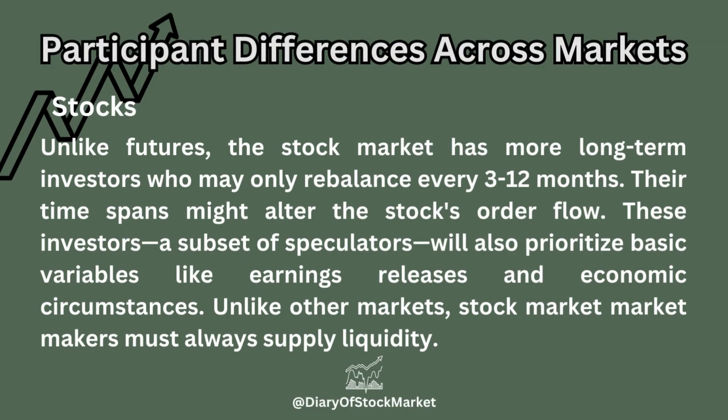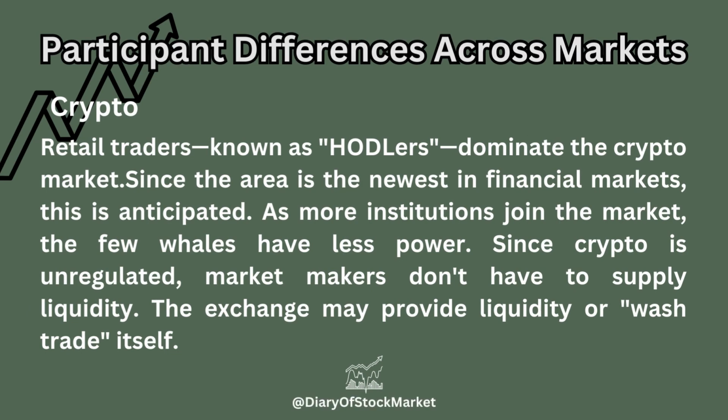Unlike futures, the stock market has more long-term investors who may only rebalance every 3 to 12 months. Their time spans might alter the stock's order flow. These investors, a subset of speculators, will also prioritize basic variables like earnings releases and economic circumstances. Unlike other markets, stock market market makers must always supply liquidity.